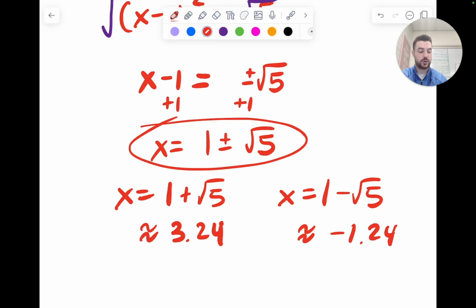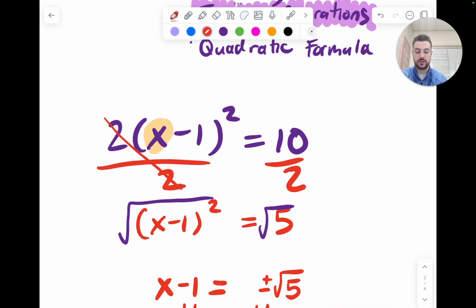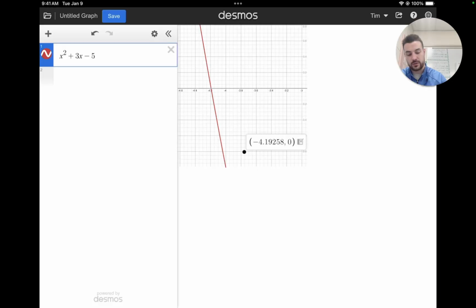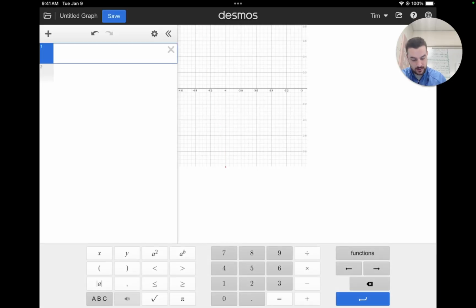And just to show you real quick, if I wanted to, let me recall this, 2 times (x minus 1) squared equals 10. 2 times (x minus 1) squared, I'm going to do minus 10.